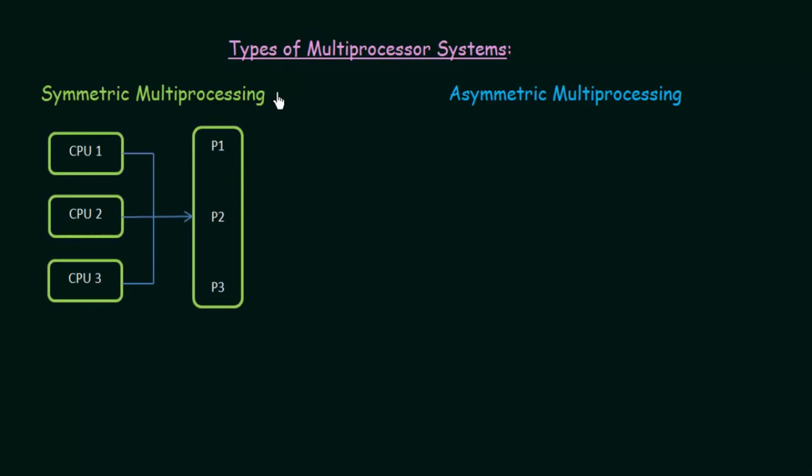So in Symmetric Multiprocessing, we have our different processors. Here CPU 1, 2 and 3 denote the different processors that we have, and processes P1, P2 and P3 denote the processes that have to be executed. Now in Symmetric Multiprocessing, all these CPUs or processors are actually the same. That means they are similar to each other and they all participate in performing these tasks or processes P1, P2 and P3. So all the CPUs are involved in all these tasks. So that is known as symmetric multiprocessing.